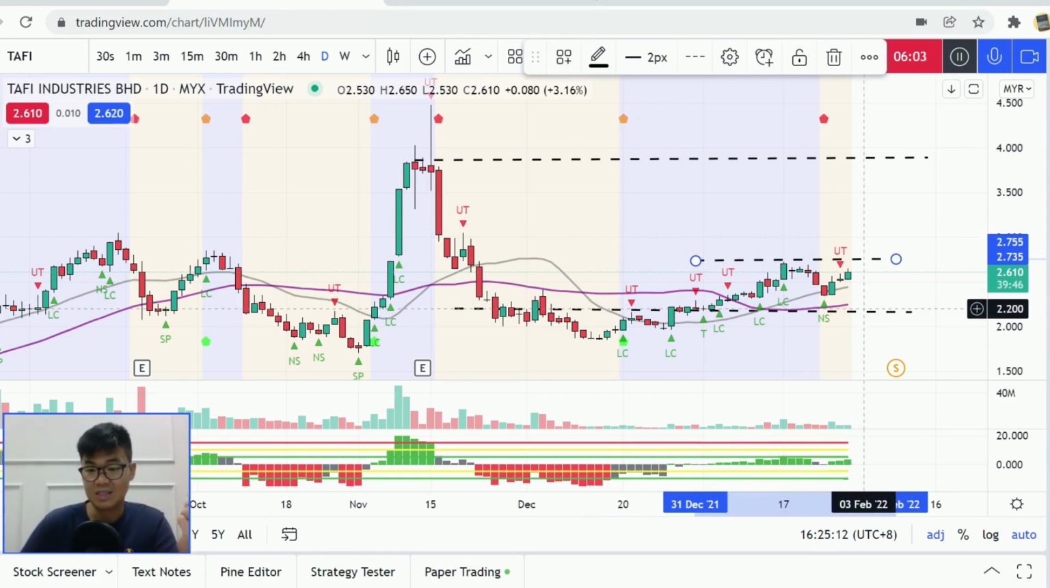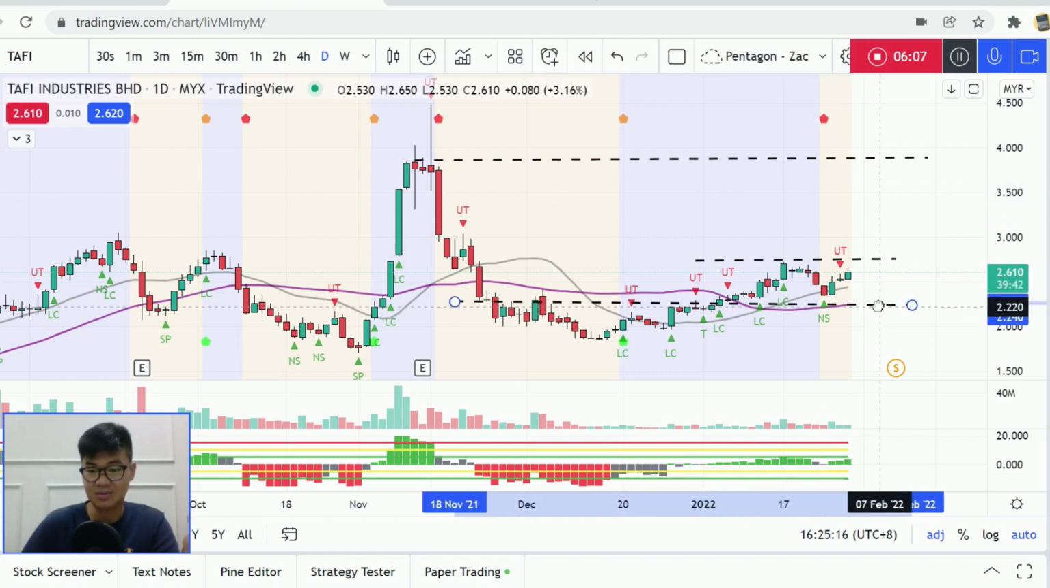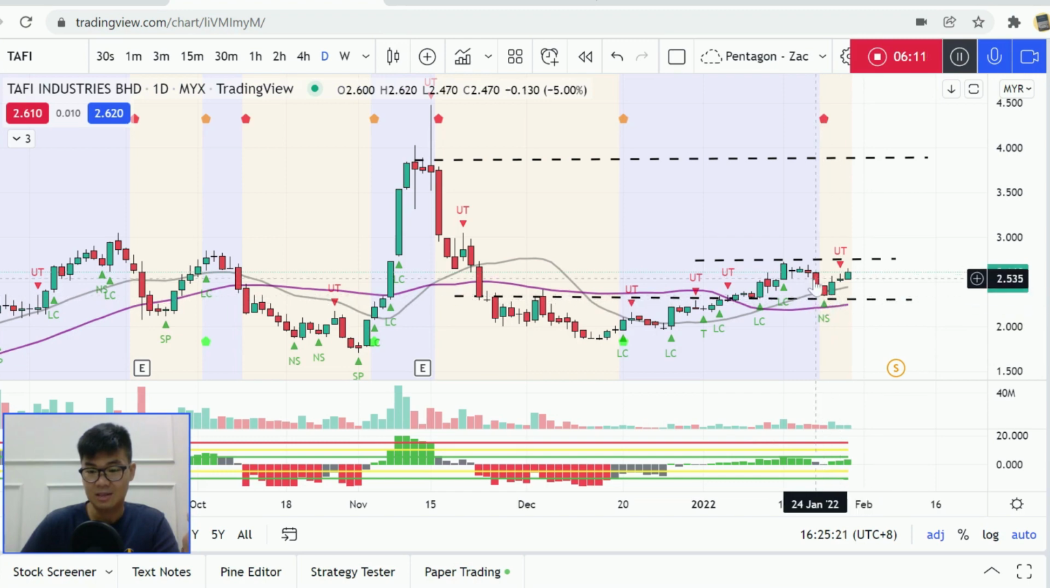So let's say it's going to take time for them to hit the main resistance over there, but you can always try to move up the NS for stop loss, if you want to use the NS over there. All right, so make sure it provides you a nice risk reward before you look into it.